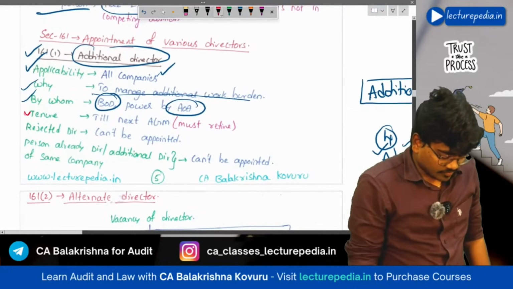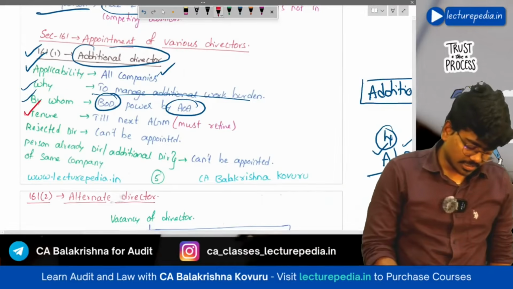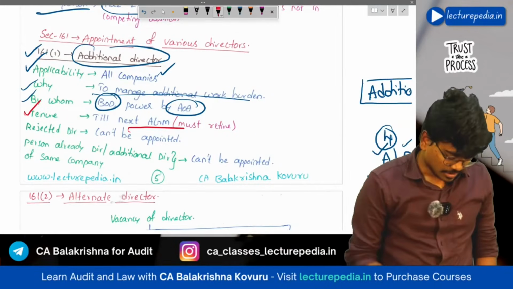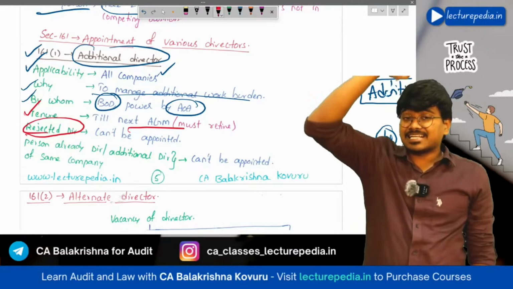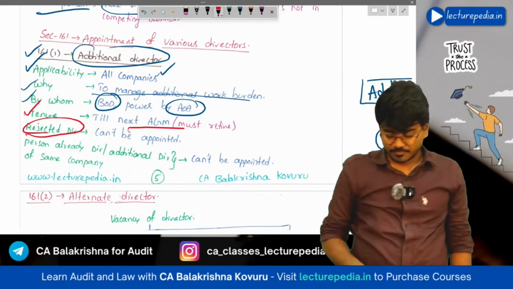Next, tenure of this additional director. What will be the tenure of additional director? The tenure of additional director, obviously, will be till the next annual general meeting. In the upcoming annual general meeting he has to retire. And a rejected director cannot be appointed as an additional director.